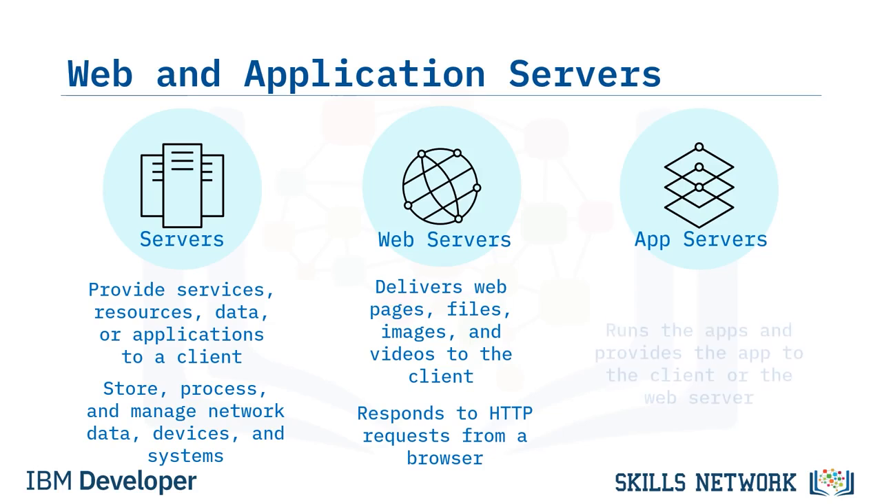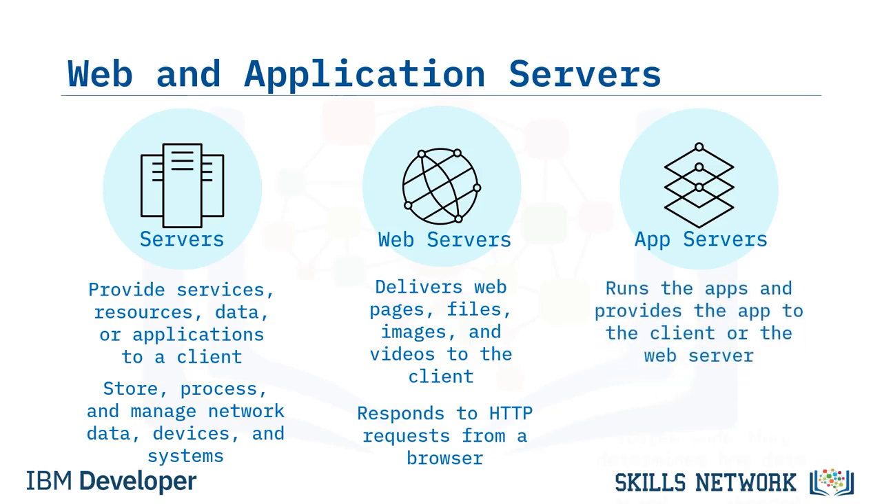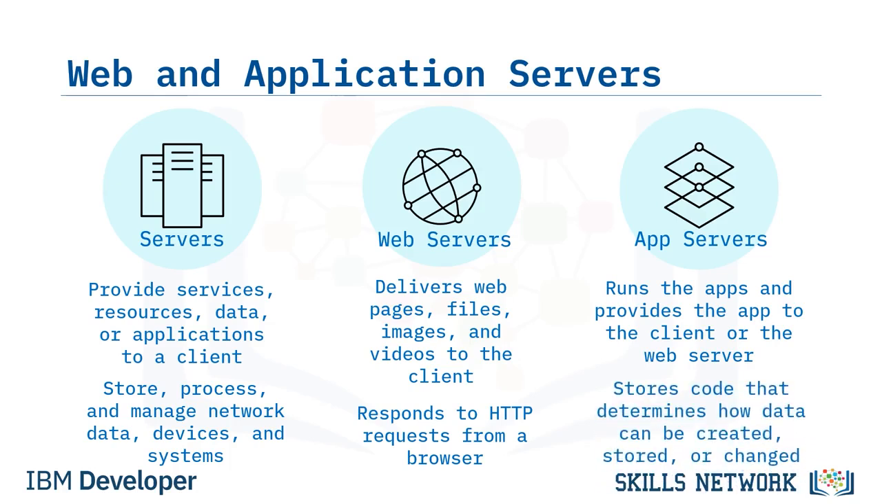An app server is a server that runs business logic and provides the application to the client rather than the client running the app on their own machine. Its primary job is to enable interaction between the end user and the server-side application code. The application code represents the business logic that determines how data can be created, stored, and changed, and that logic dictates things like transaction results and what data is written to and retrieved from a database.